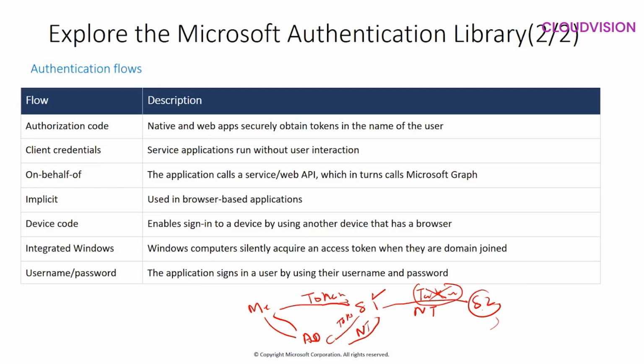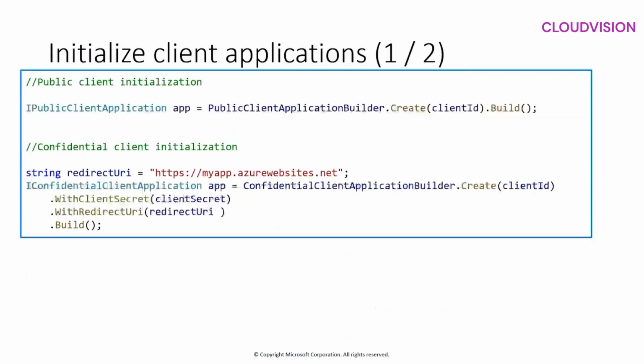Integrated Windows authentication: when your computer joins a network, your domain, it will automatically get an access token so that it can access the resources of that domain. So there are different flows available that you can use. Now, programmatically, if you want to communicate with Azure AD to prove your authenticity, there are multiple ways of doing it. So here we are talking about the first technique.